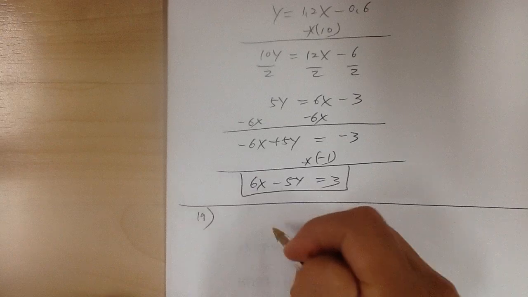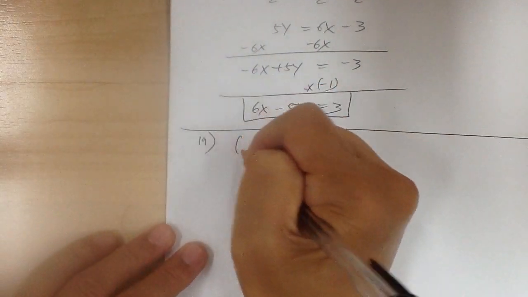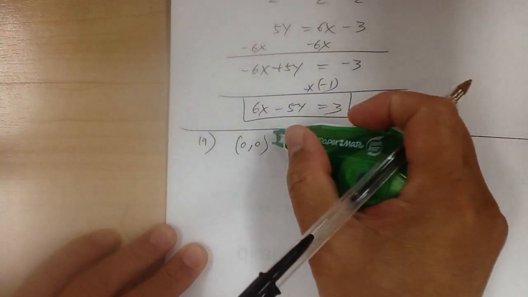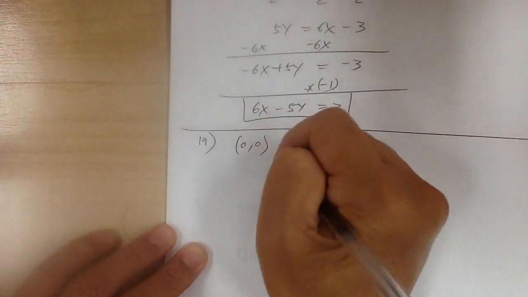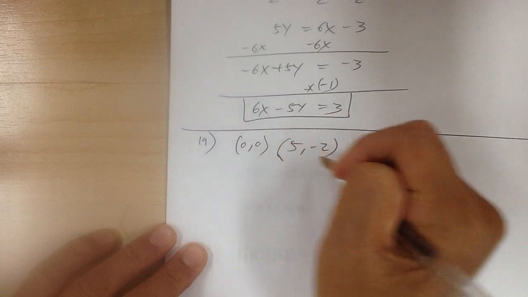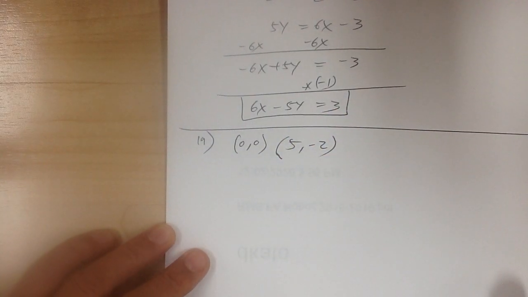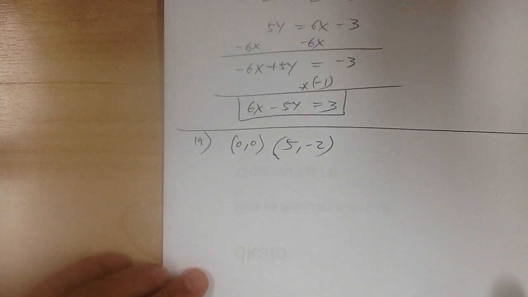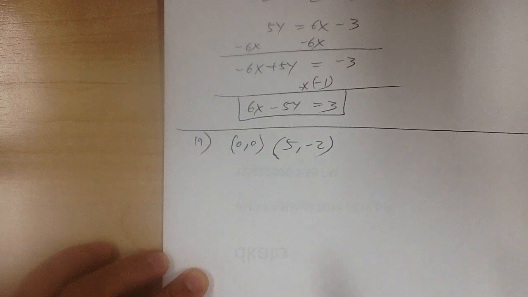Okay, number 19. So this is, again, more steps now. Okay, so you got 0, 0. So this one you have 2 points. So again, you're looking for the equation of the line. So first, what you need to do is go and find the slope, okay? Because you need a slope to use the point slope form.